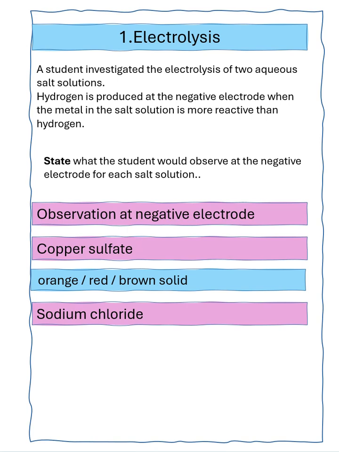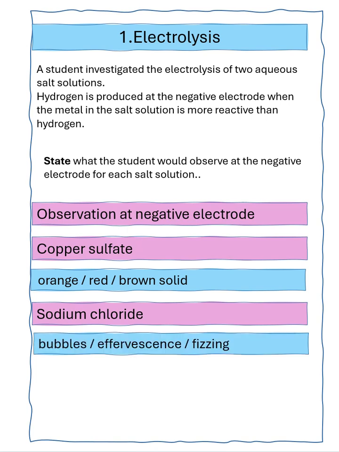The second salt solution is sodium chloride. Again, we're looking at the positive metal ion because that's what's going to be attracted to the negative electrode. Sodium is more reactive than hydrogen, and we're told that if the metal is more reactive than hydrogen, then we get hydrogen produced. Therefore, we'll see bubbles, effervescence, or fizzing at the negative electrode as the hydrogen is produced.